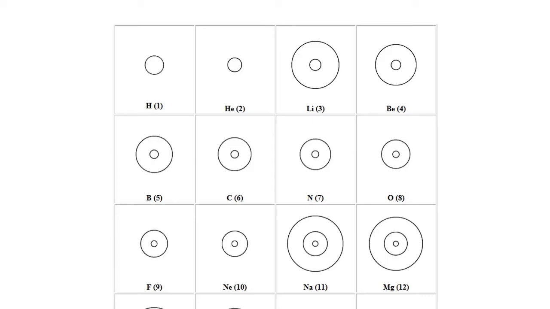And one last thing, the outer shell is called the valence shell, V-A-L-E-N-C-E. The valence shell of hydrogen is shell number 1. The valence shell of oxygen is shell number 2. The valence shell of iron is shell number 4. In other words, whatever is the outer shell of the atom, that's called its valence shell.